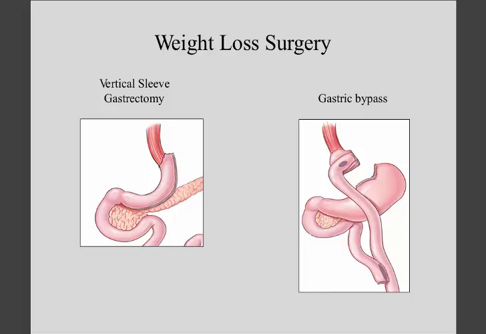metabolic changes are introduced. So the gastric bypass remains the most common procedure in the U.S., but the vertical sleeve gastrectomy is the one that's increasing in popularity. It was 5% of the procedures 10 years ago. It's now almost 30%. Next slide.